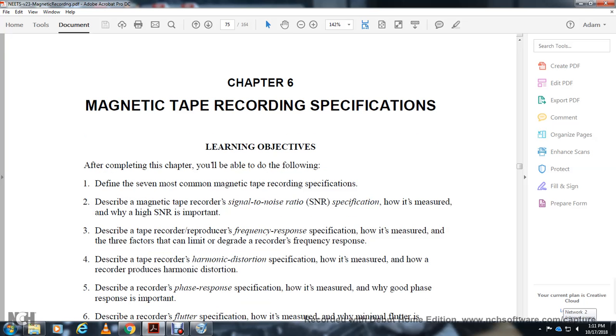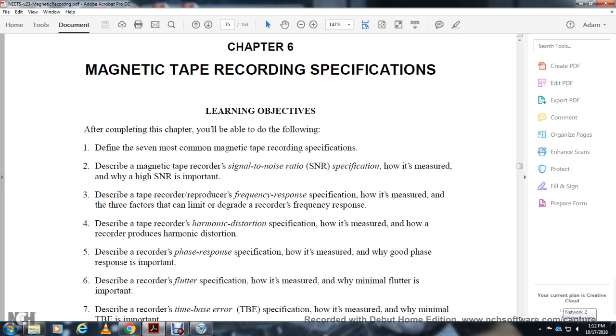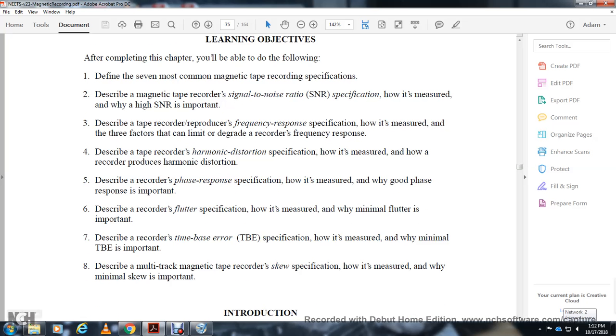Describe the tape recorder frequency response specification, how it is measured, and why it is important. Describe the harmonic distortion specification, how it is measured, and why minimum harmonic distortion is important. Describe the phase response specification, how it is measured, and why phase response is important. Describe flutter, how it is measured, and why minimum flutter is important.